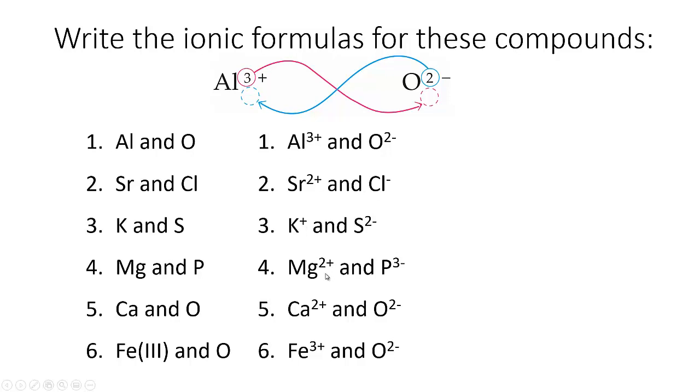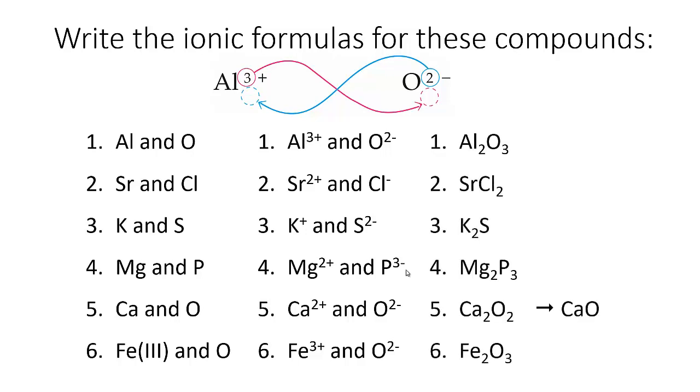Swap them. Make a big X on each of them. So if you ever hear me say, swap those charges, that's what I'm meaning. So each of these compounds becomes what you see over here. Al2O3. Strontium becomes Sr1Cl2, K2S, Mg2P3, Ca2O2. But then I took this one a step further.